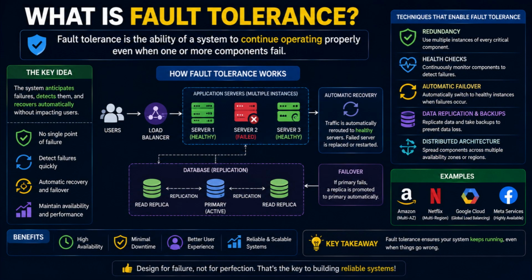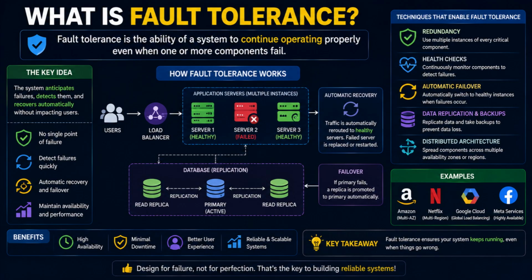What is fault tolerance? Fault tolerance is the ability of a system to continue operating even when one or more components fail. The key idea is simple: anticipate failures, detect them quickly, and recover automatically. For example, if one application server fails, the load balancer detects the failure and redirects traffic to healthy servers. At the database layer, replication keeps multiple copies of data. If the primary database fails, a replica can be promoted automatically.